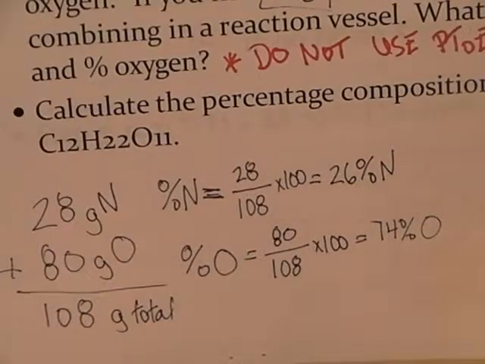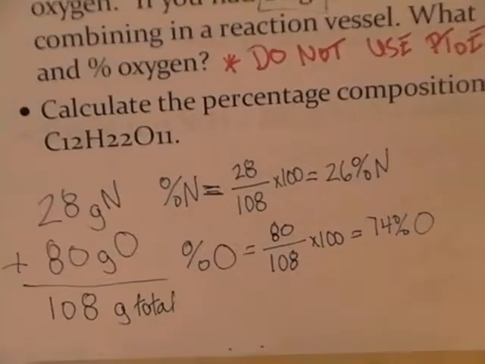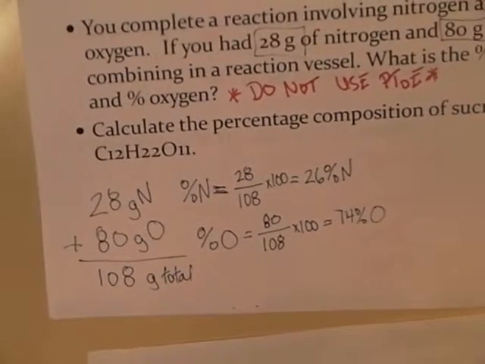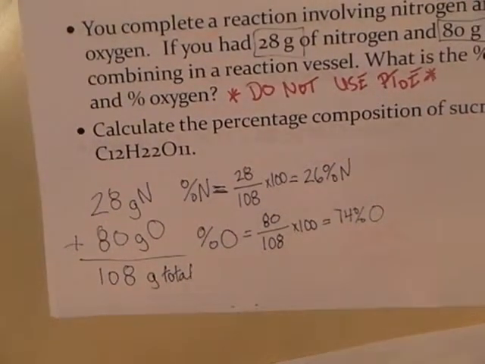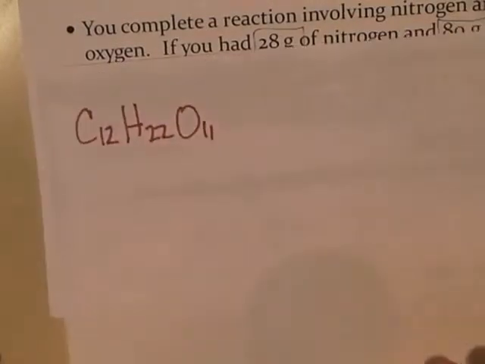Next one says to calculate the percent composition of sucrose. And it's telling you, I'm going to write this on a different sheet of paper so I have room, that sucrose is C12H22O11. Big numbers, but it's not really going to cause a problem, I don't think. All right, so that's our formula. Notice you weren't given masses. So the only place that you are going to get numbers from is the periodic table. This is where molar mass is necessary. So let's go ahead and start.